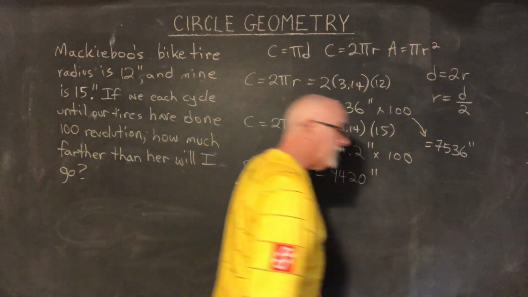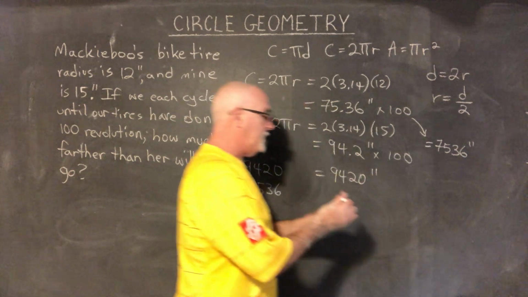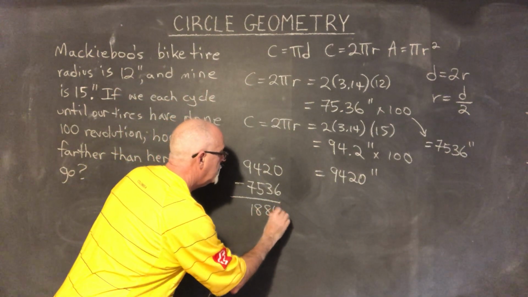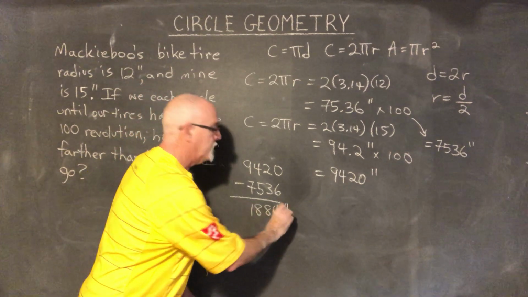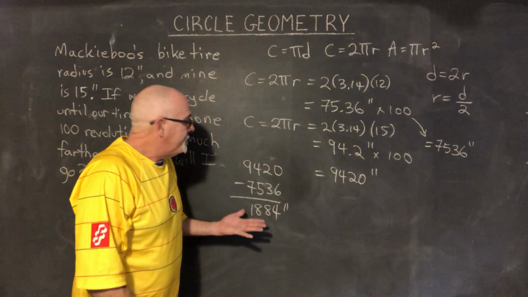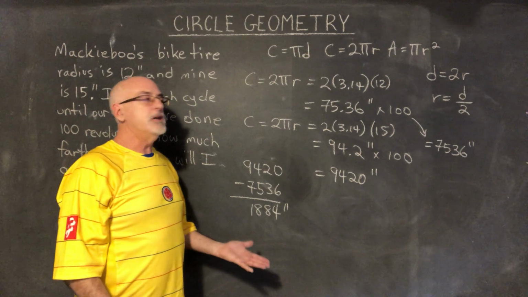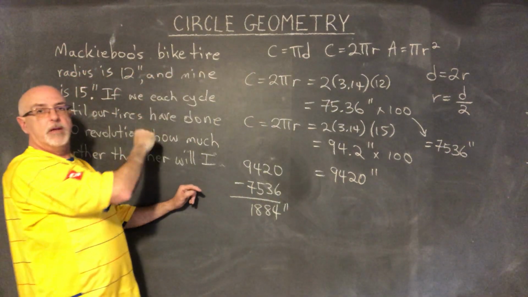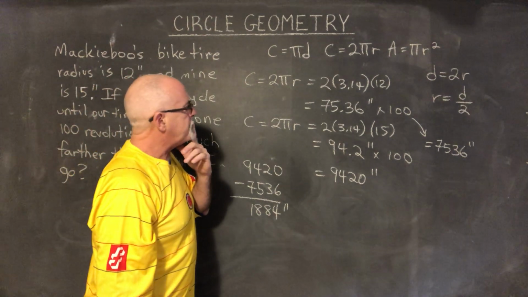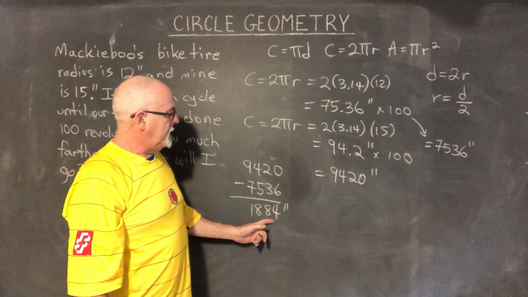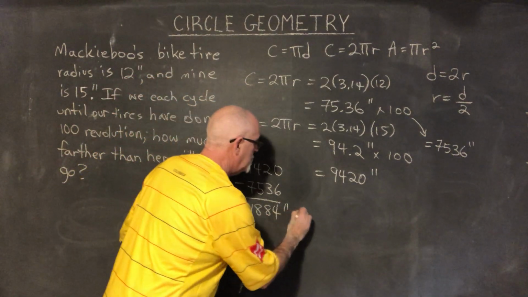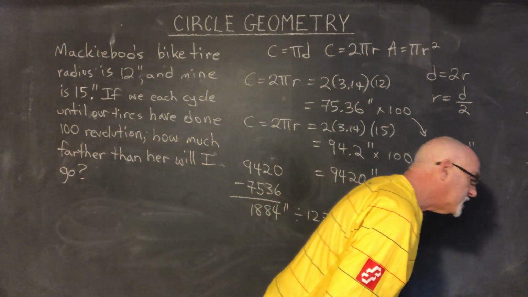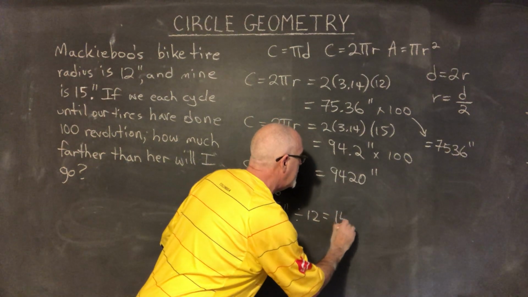9420 minus 7536 is equal to 1884. So I will have gone 1884 inches more than her, but inches, would we really give that answer in inches? It was convenient to do the calculations in inches because our radius was given in inches, but if we take this and divide by 12, what we get is, where is it? 157 feet.